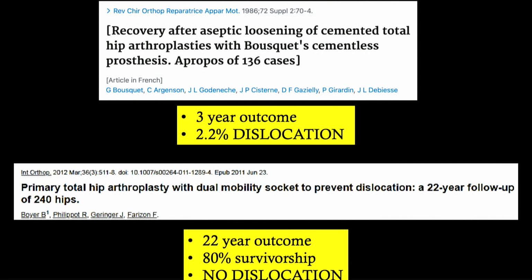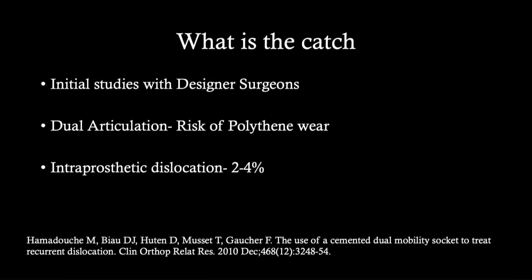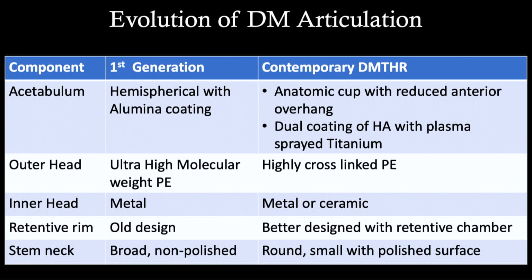And this was proven in the initial studies where there was significant reduction in the dislocation rate. But what is the catch? Launched in 1974, it was still not popularized until the last decade because the initial studies were by the designer surgeons. There is increased risk of polyethylene wear because of its dual articulation and a higher intraprosthetic dislocation rate of 2 to 4%. This led to the evolution of dual mobility articulation with current designs having a better acetabular cup, highly cross-linked polyethylene, better designed retentive chamber, and a round, small, polished surface stem neck.